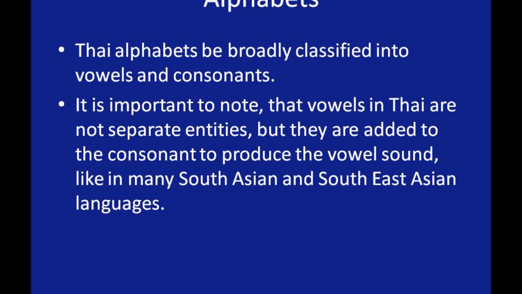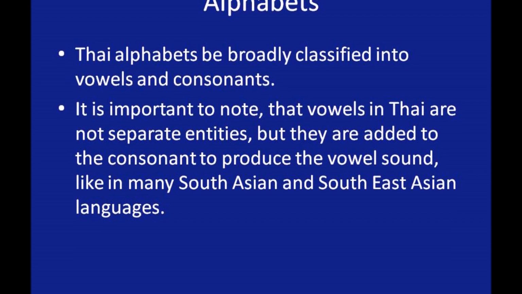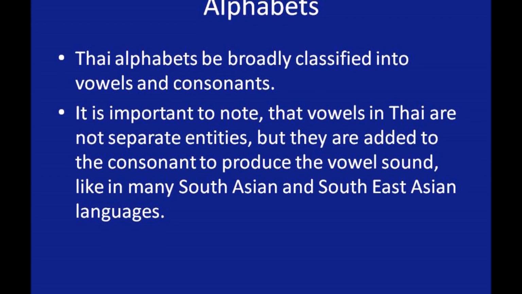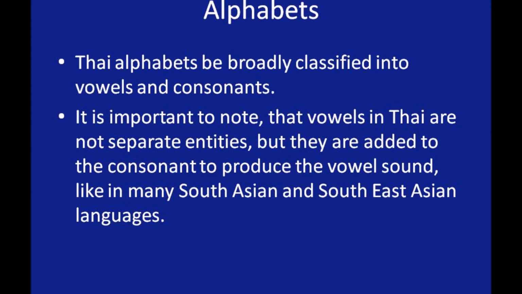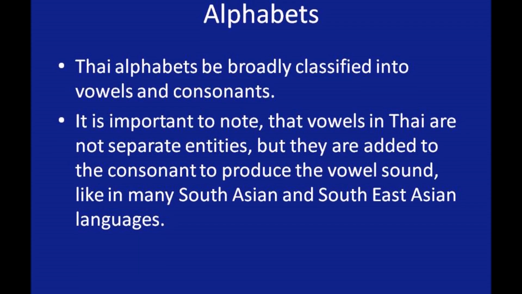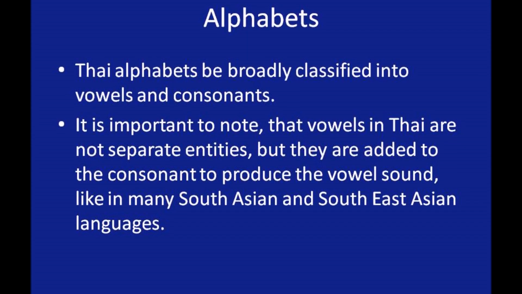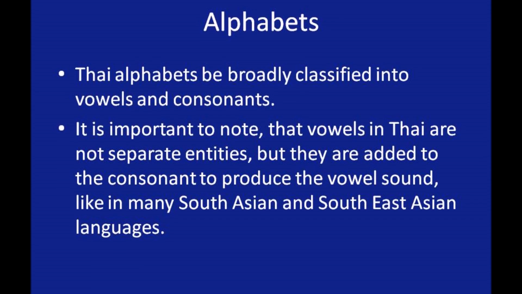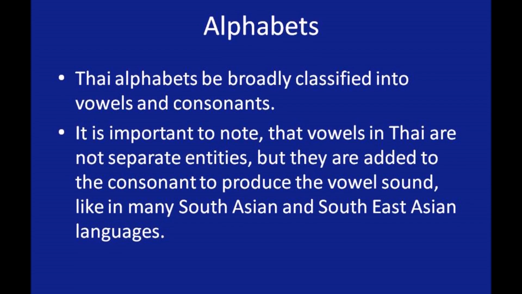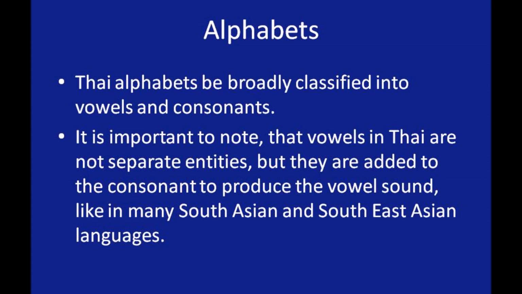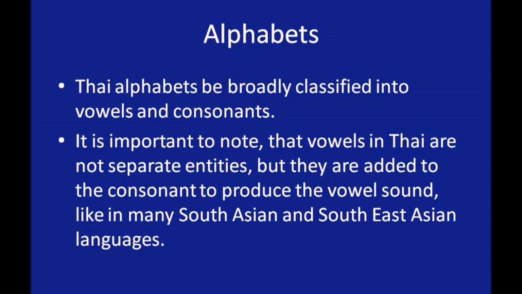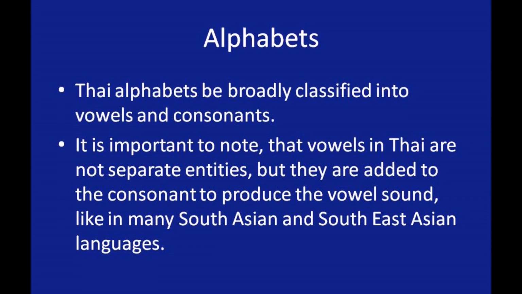Thai alphabets can be broadly classified into vowels and consonants. However, the interesting part of these alphabets is that the vowels are not considered as separate entities. Rather, they are added to the consonant to generate a vowel sound. This feature can be greatly observed in many Indian and Southeast Asian languages.